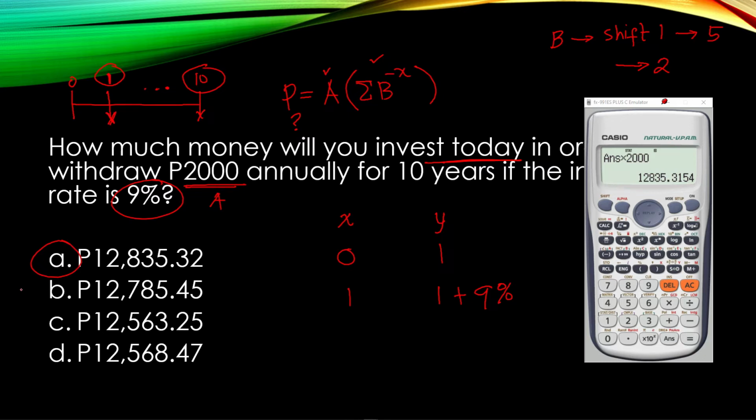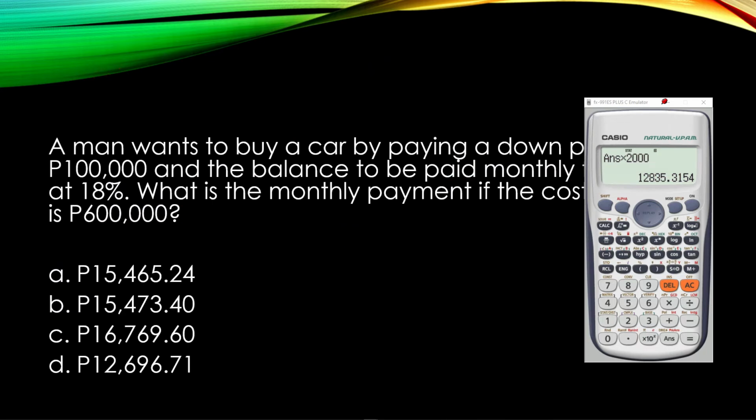Medyo madali na kasi nga hindi na tayo magme-memorize ng napakadaming formula. No? Remember, kapag deferred annuity siya, iba yung formula. Pag ordinary annuity siya, iba din yung formula. Pag annuity due, iba din yung formula. Let's set aside those formulas. No? Yung concept na lang yung gagamitin natin. Okay? Okay, so let's proceed with the next question.